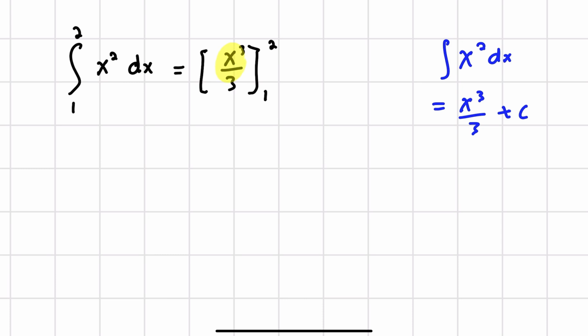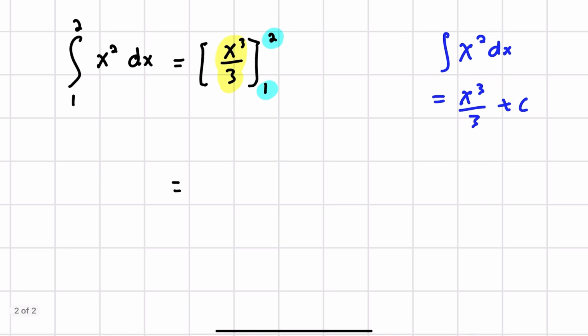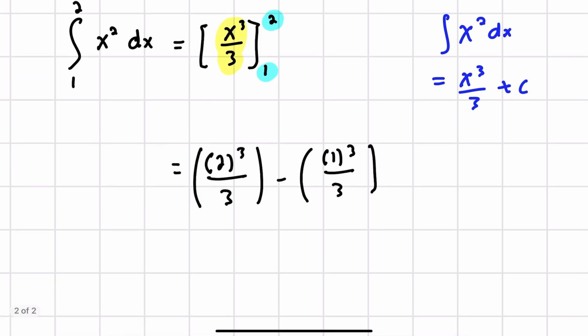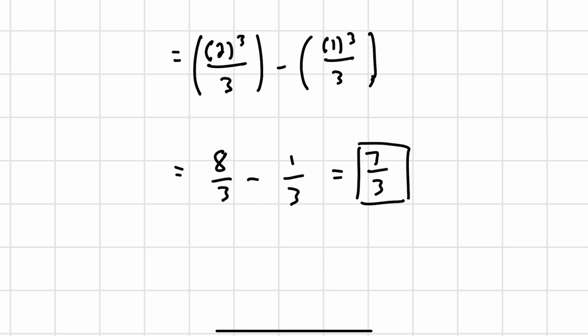So over here we have our antiderivative, and then we have our two bounds, upper bound and lower bound. So now let's evaluate the upper bound and lower bound. First, we will have to evaluate the upper bound, which is 2 cubed over 3 minus, now we have to do the lower bound, which is 1 cubed over 3. And now we would just evaluate this expression, which is 8 over 3 minus 1 over 3, which is equal to 7 over 3. And here will be our final answer.